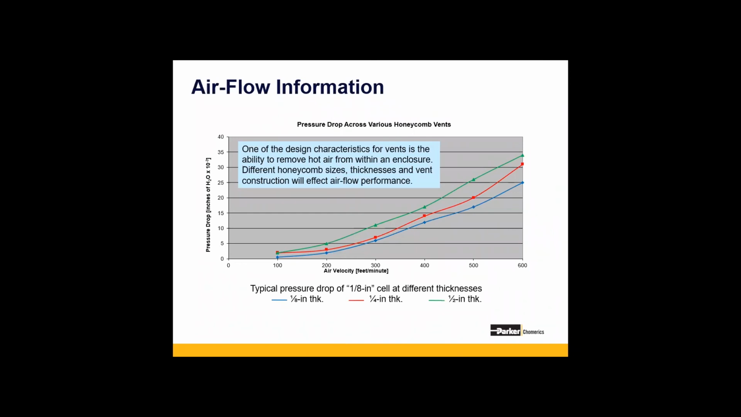And one other point to add here is that really the air pressure drop starts to be noticeable and have a greater effect at higher air velocities. So if you're working with airflow that isn't all that fast, oftentimes the air drop isn't a significant factor when it comes to things like cell size and thickness.